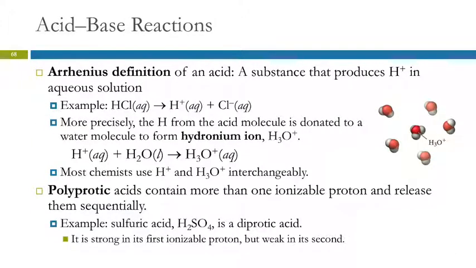So we need to talk a little more about exactly what an acid is. We learned that an acid starts with H and that an acid forms hydrogen ions in solution. And that is the Arrhenius definition of an acid, produces hydrogen ions in aqueous solution. HCl is an example of this. It's a molecular compound, but when you put it in water, it ionizes and forms hydrogen ions and chloride ions.